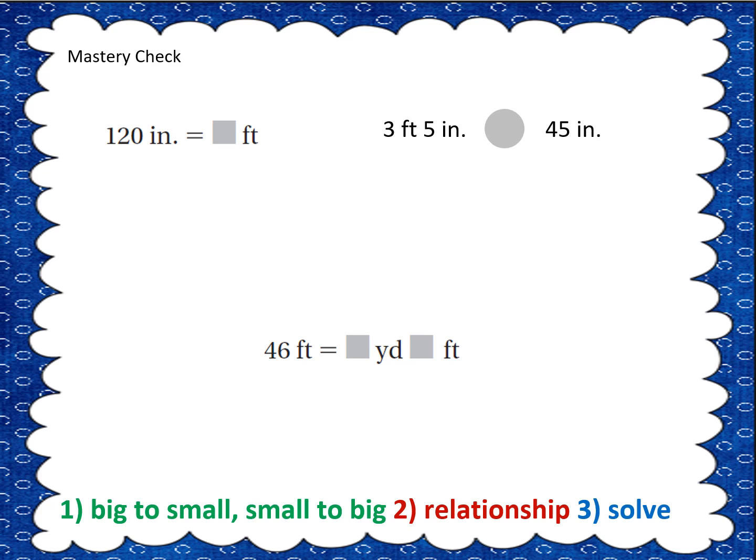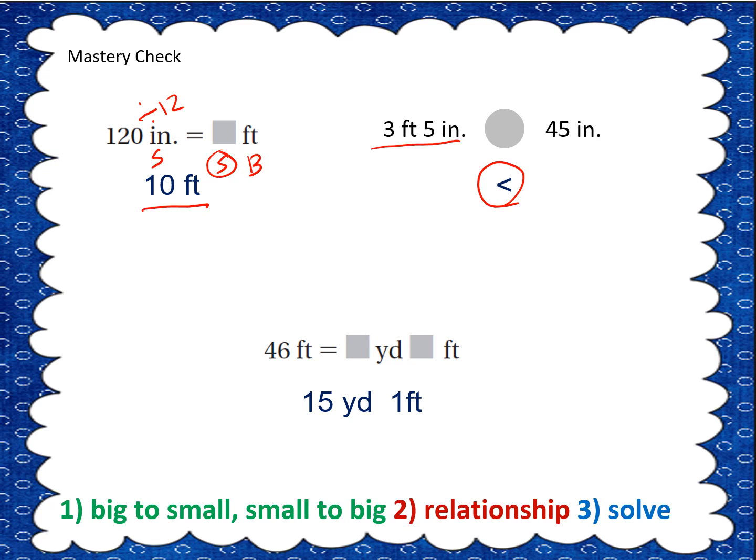Okay, so you're ready to see the answers? The answers are 10 feet is the first one. 3 feet 5 inches is less than 45 inches. And 46 feet is equal to 15 yards and 1 foot. Here, feet are small, looking for a small number, divide by 12. 120 divided by 12 equals 10.